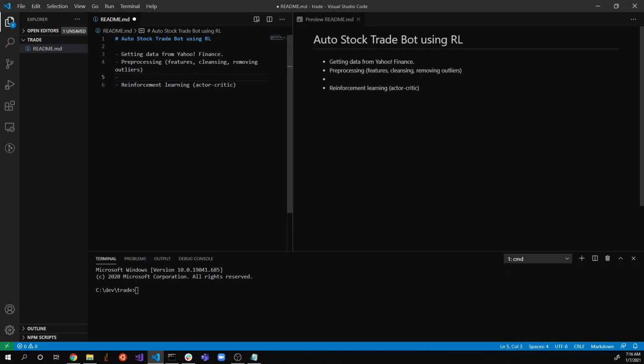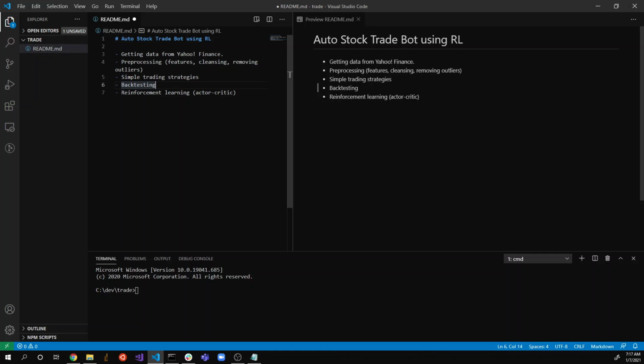Sorry, another thing I forgot: after pre-processing, I'm going to show you some of the basic concepts of what is called backtesting. Backtesting is a concept of testing your trading scenarios. So we're going to talk about some simple trading strategies.